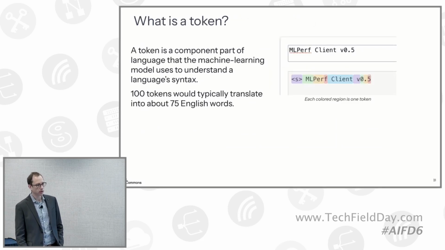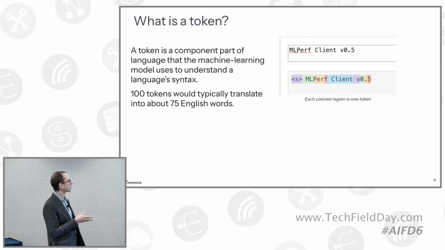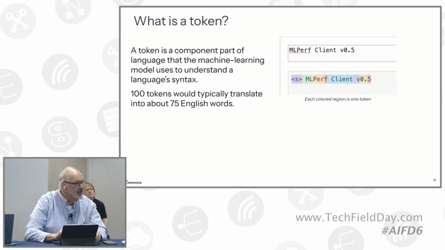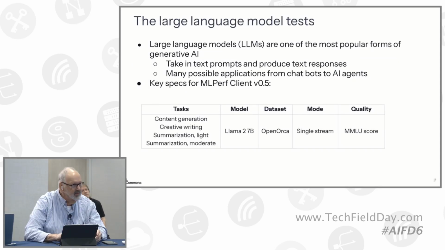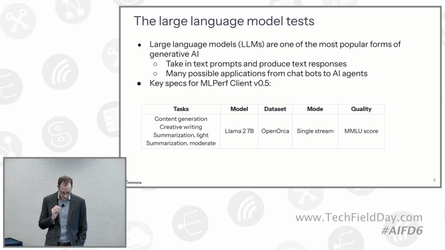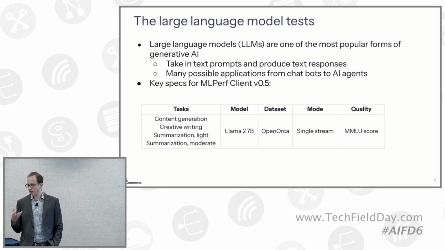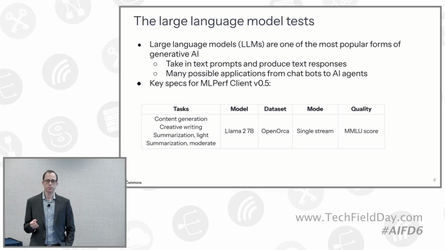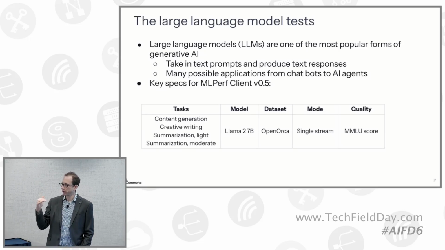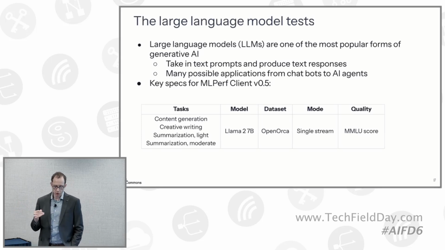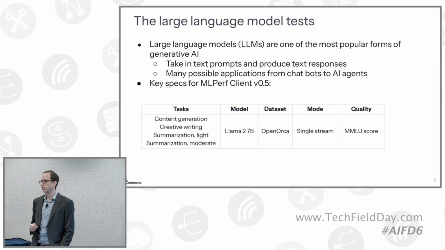MMLU is an accuracy test. In all the MLPerf benchmarks, we want to measure performance, but we need the accuracy to be good enough. So we use MMLU and a certain threshold there to determine what is accurate enough. That helps us ensure that the optimizations are generally valid.